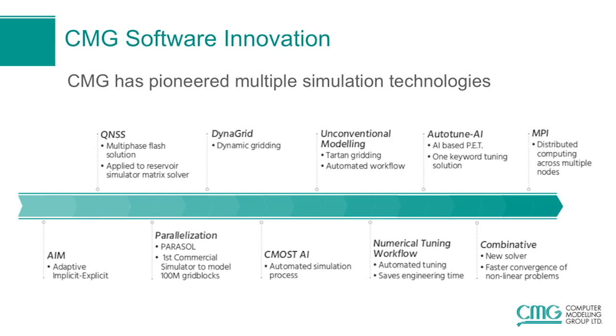A couple of years ago, we automated our numerical tuning workflow, once again using CMOST. This allows us to use the CMOST optimization engine to help you obtain the most optimal numerical parameters for your simulation run. The last three here are what we'll talk about in detail today. The first one is Autotune AI, which is a one-step numerical tuning to give you the best numerical parameters. The second one is our new combinative solver. This solver improves the performance of our linear solver on problematic nonlinear problems. And finally, it's our MPI. MPI allows us to parallelize our models across multiple CPUs as well as across multiple nodes.